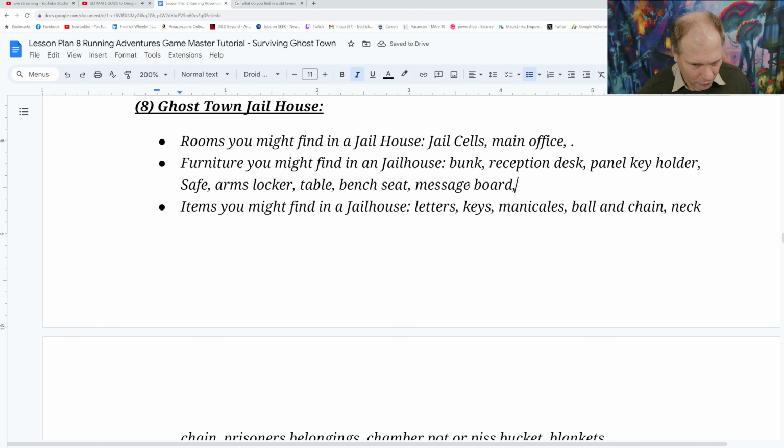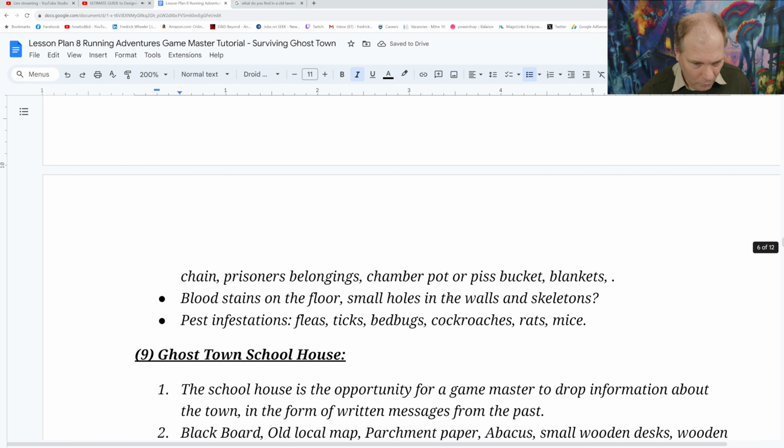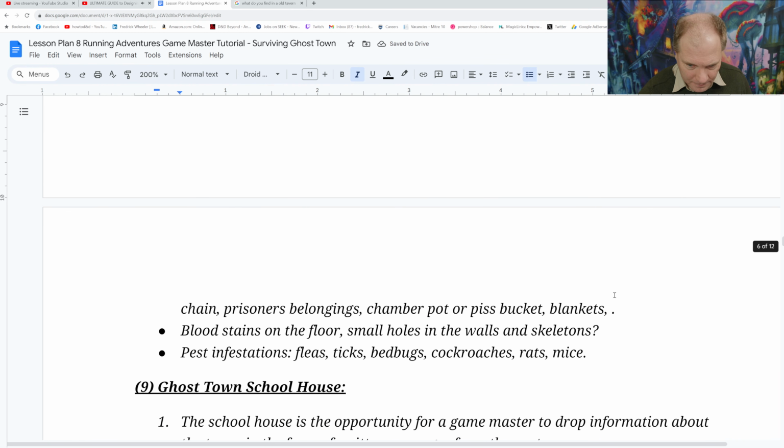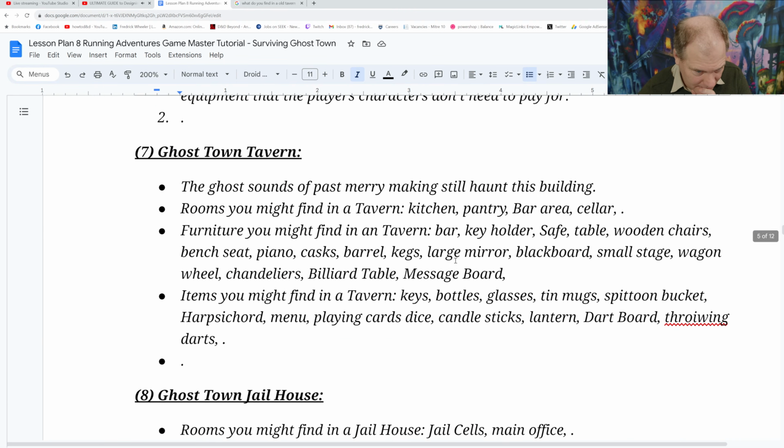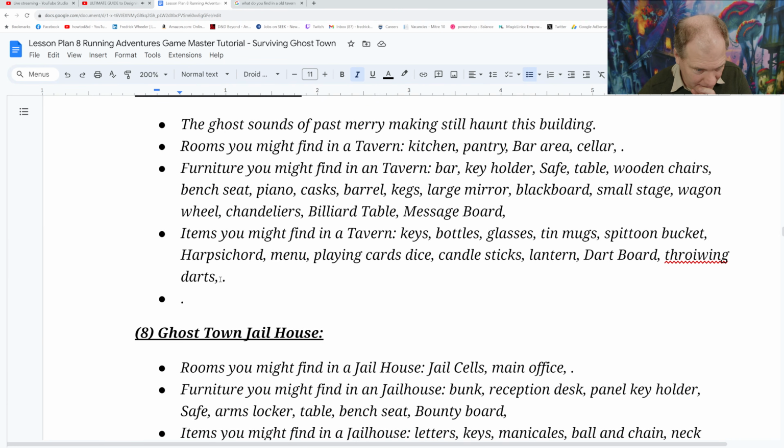Let's call out the bounty board, shall we? Bounty board, wanted posters. I think that would be sitting here for sure. Gambling tables, craps. Yes, gambling tables. Yes, I'd say gambling tables.